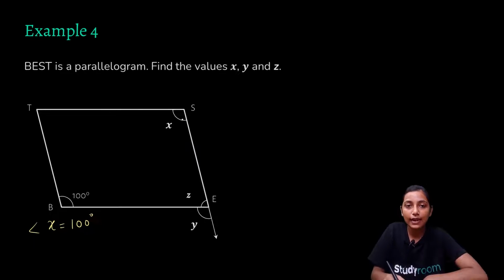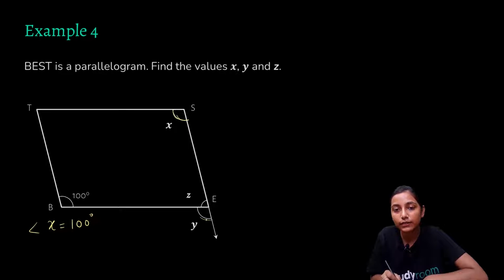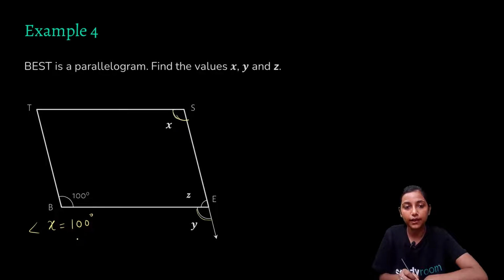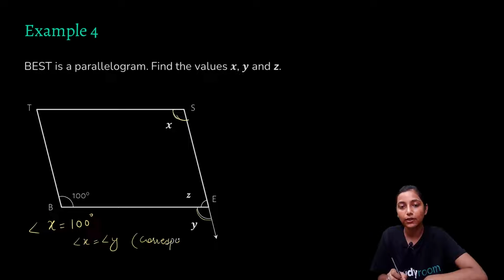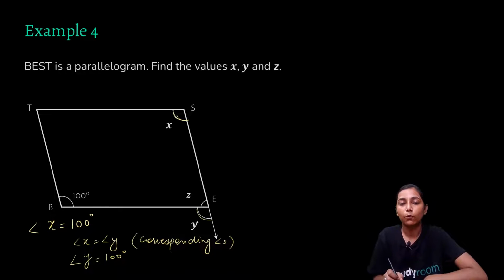Now you can see that X angle is going to be equal to this angle, right? X is going to be equal to Y angle. Why? Because these are the corresponding angles. These are the opposite angles, these are corresponding angles. Therefore, these two angles will be equal. Since X was 100 degree, angle Y is also 100 degree. Y is coming to be 100 degree, X is coming to be 100 degree.